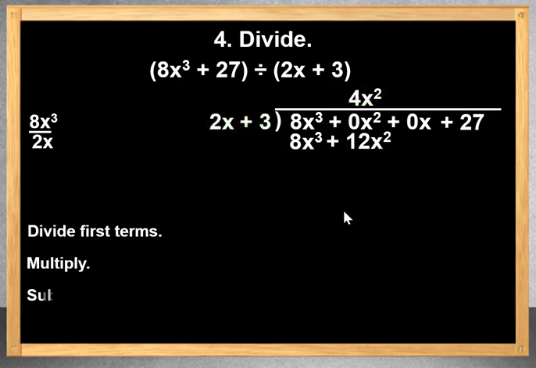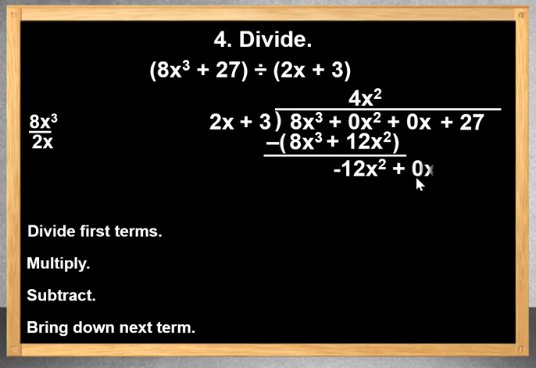And then the third step is to subtract. So I'm going to put parentheses with a minus sign in front. 8 minus 8 is 0, and then 0 minus 12 is negative 12x squared. Bring down the next term. Even though it's a 0, we still have to bring it down. And then we start all over again.